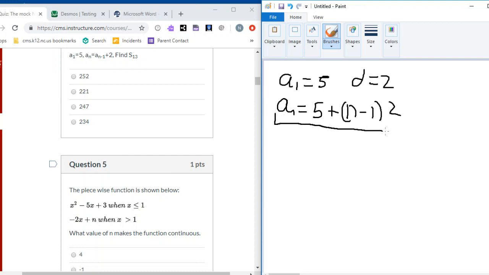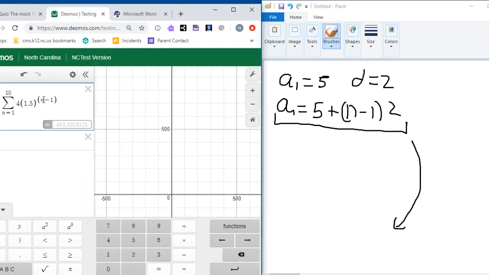At this point, I can show you how to enter in the formula, but once we have the explicit form, it's very easy to find the value. In Desmos, we're finding the first 13 values, so I go from n equals 1 to 13, and then my explicit formula is 5 plus n minus 1 times 2.